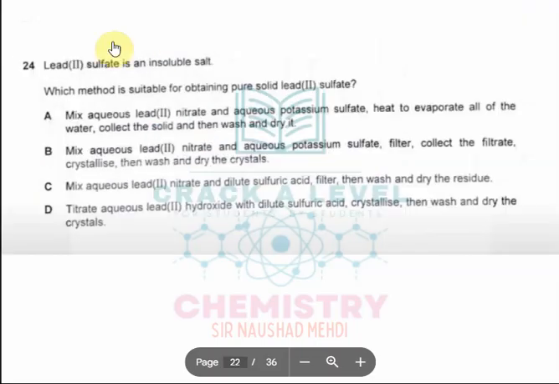Okay, MCQ number 24. Lead(II) sulfate is an insoluble salt. So which method is suitable for obtaining the pure solid lead(II) sulfate? This question is related to salt preparation. As we all know, insoluble salts are those salts which can be prepared by using the method of precipitation.